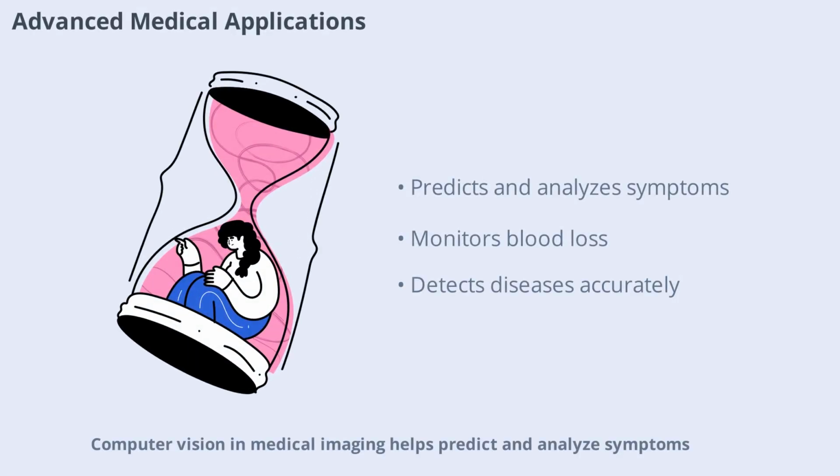Computer vision in medical imaging helps predict and analyze symptoms, monitor blood loss, and detect diseases like COVID-19. For example, one system uses deep neural networks to diagnose COVID-19 from chest X-rays with 90% accuracy. Companies like Gauss Circle use computer vision to monitor blood loss during surgery, saving billions of dollars annually. These advancements show the real-world benefits of deep learning in healthcare.